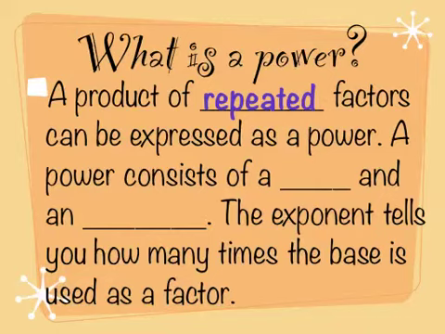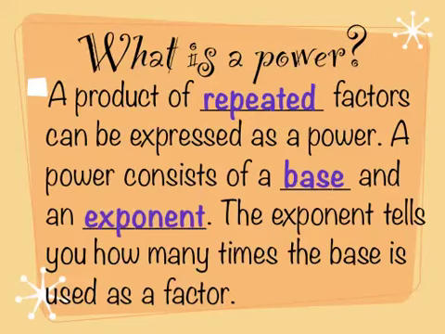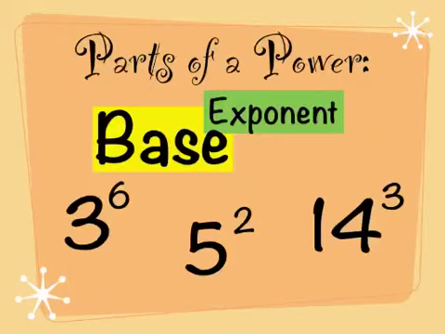So a power is going to consist of a base and an exponent. The exponent tells you how many times the base is used as a factor. So parts of a power, we have the base and we have an exponent. The base is going to be just written like you would normally write a number, and then the exponent is going to be a smaller number set in the upper right-hand corner.